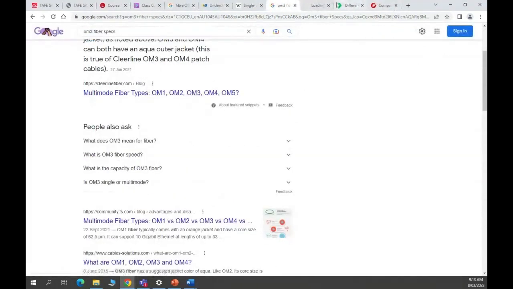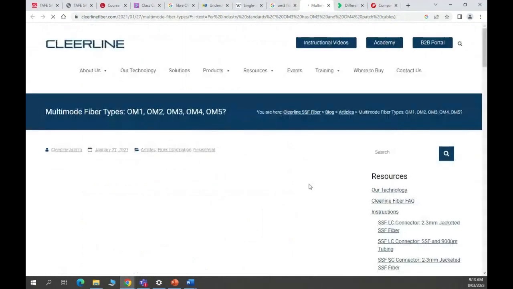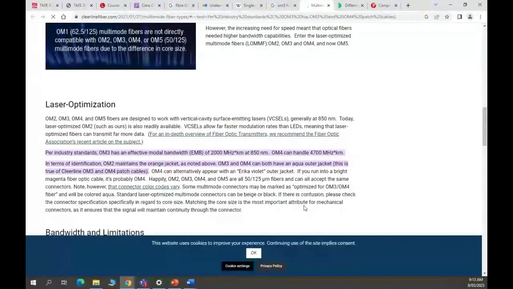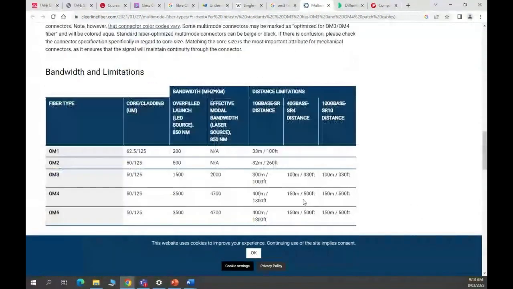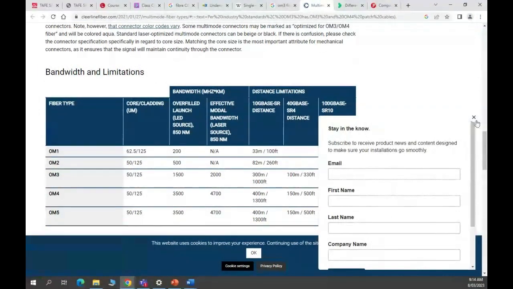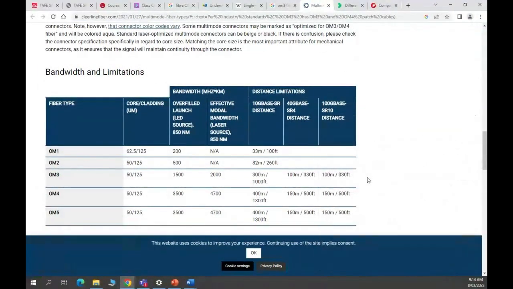Oh, here we go. Multi-mode types. Let's have a look at this. OM3, laser optimization, distance limitations. Oh, it's getting all of the information, a lot of the information we want to see. But if we look at this, this is in feet, and we probably should be looking at meters. We can even see the maximum speed here: 100 gigabits per second. Yeah, so we can get that.